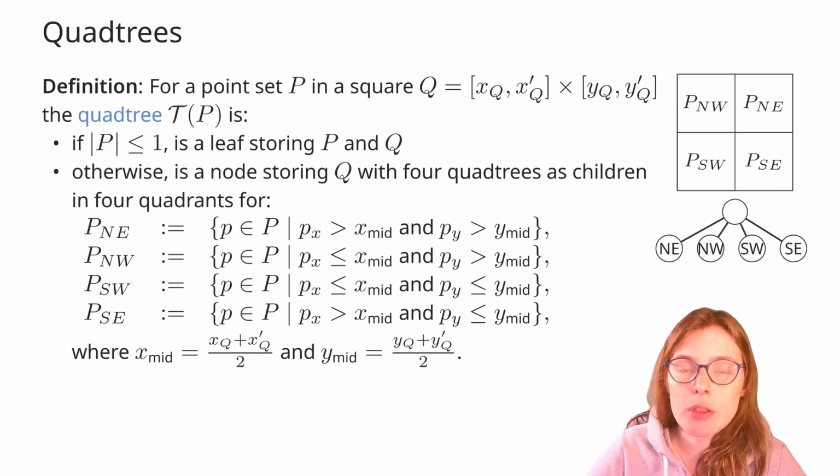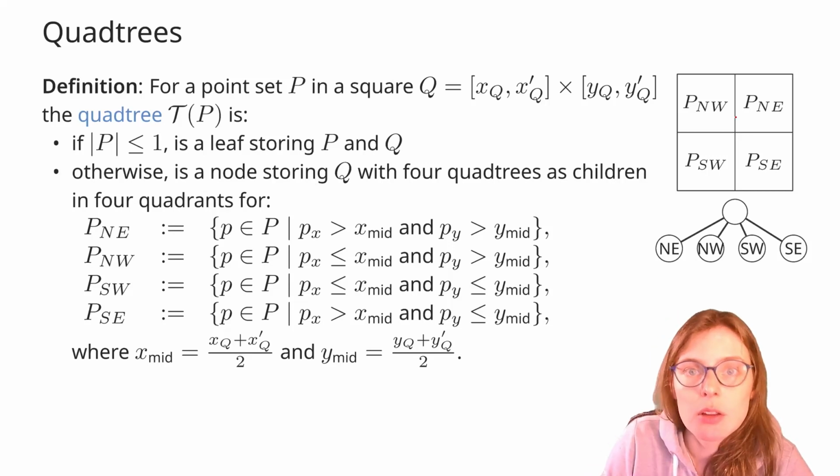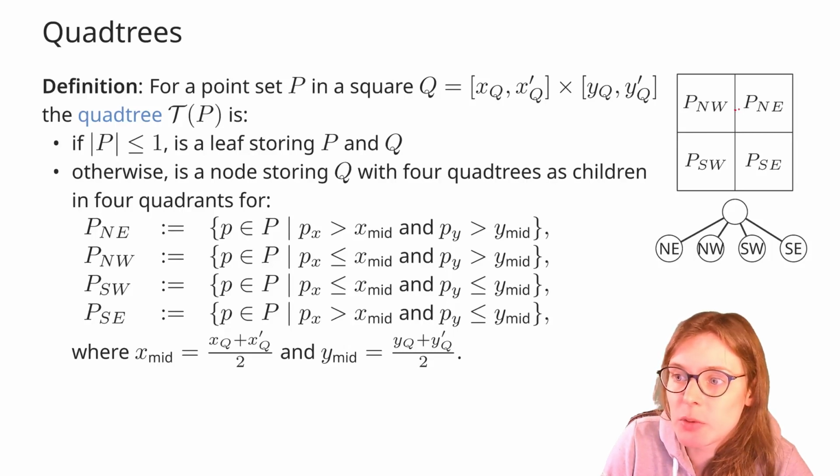For example, all the points of set P that lie inside the northeastern square will go into the set P northeast. Note that by definition, if a point lies exactly on the boundary between 2 squares, then it will be assigned to the left square or to the bottom square.